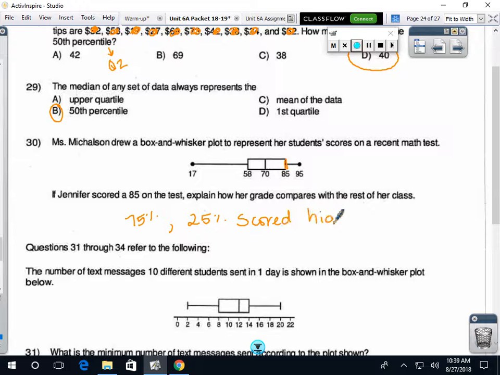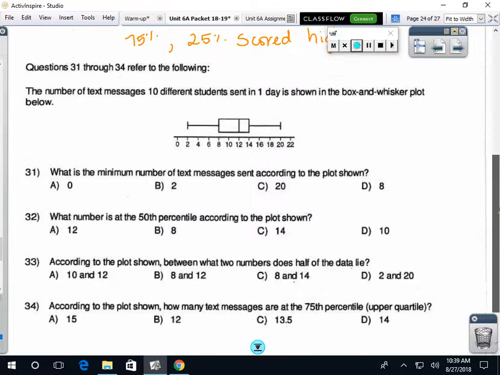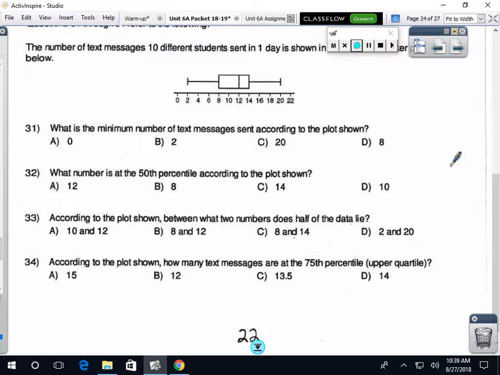Because remember, in a box and whisker plot, the box represents 50% of the data. Okay, below the box represents 25%, and above the box represents 25%. Does that make sense? So if she scored at the very top of the box at quartile 3, that's the 75th percentile, and only 25% are higher than that. Okay, now I want you to try 31 through 34.